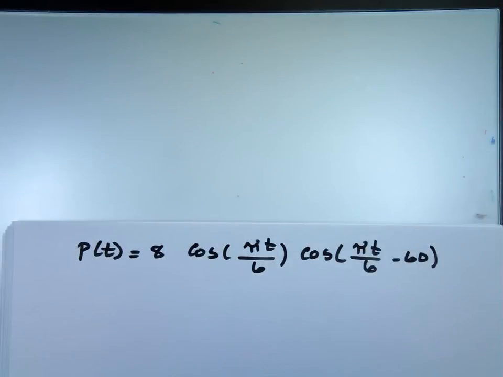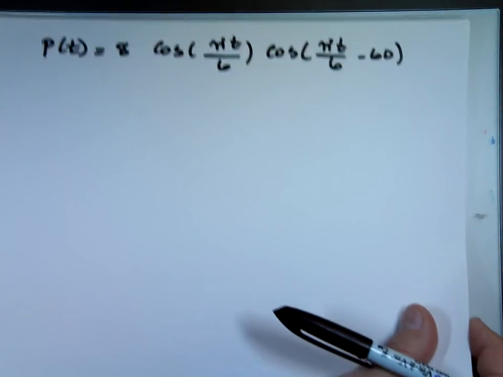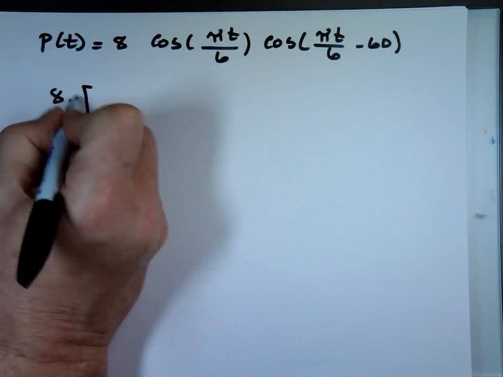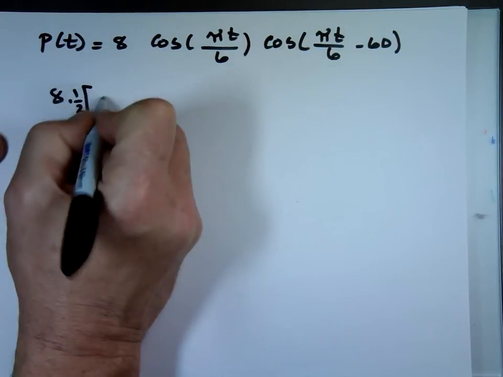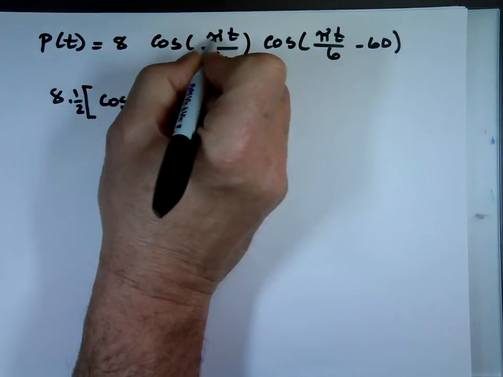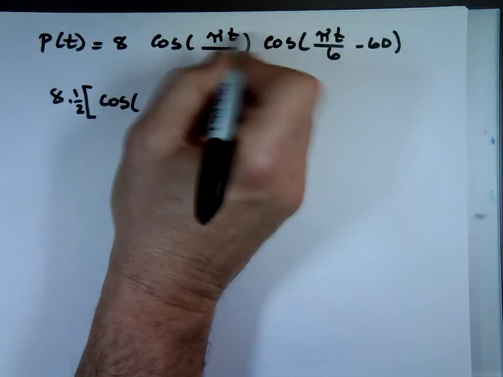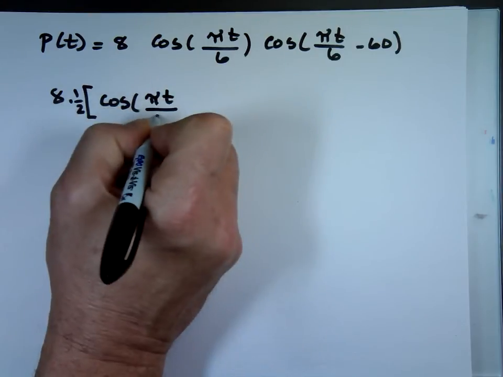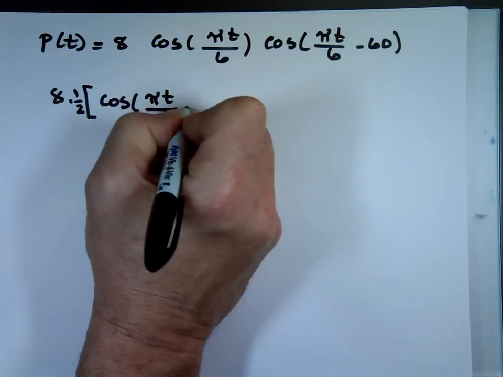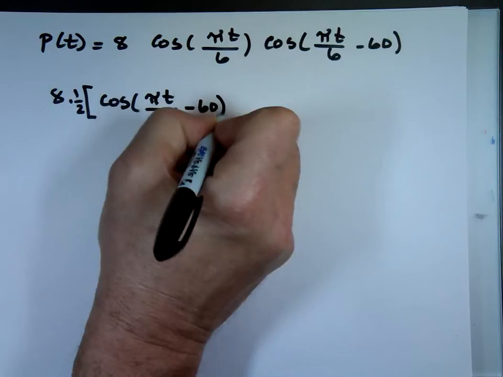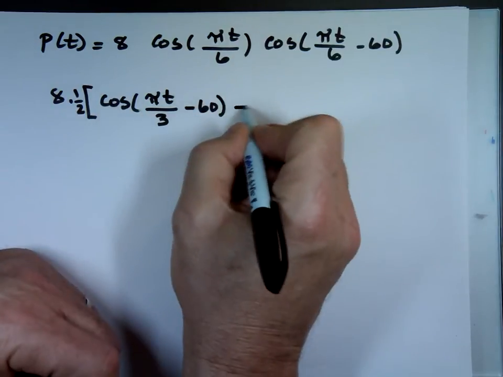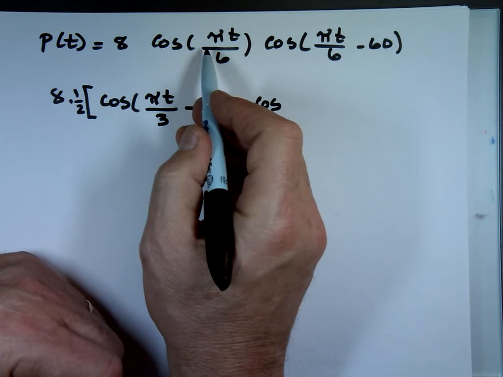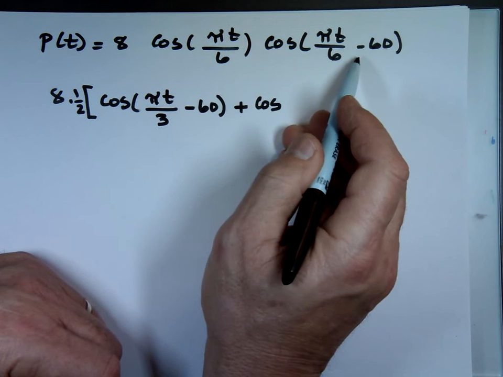this will be 8 times 1/2 cosine the sum. When you add this, 2 pi t over 6, that'll be pi t over 3, because 2 of them cancel the 6, make it a 3, minus 60, plus cosine the difference of them, this minus that, which is negative 60.